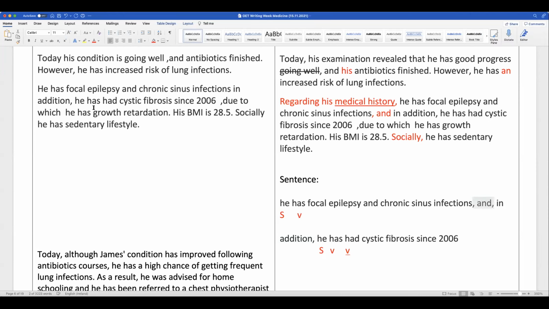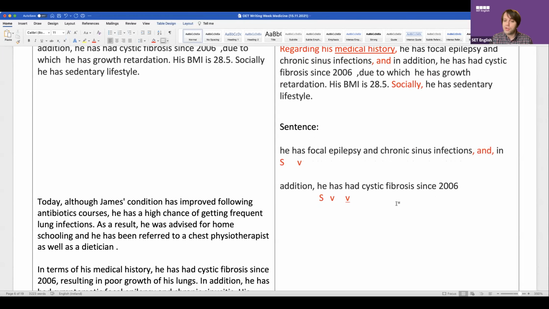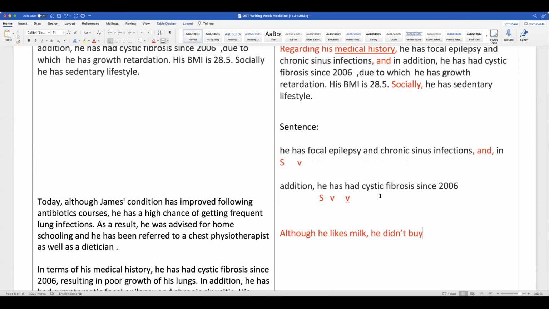Does that make sense, guys? All independent clauses should be joined by conjunctions. There's one exception to the rule, though. What about if I said this? Although he likes milk, he didn't buy any. Do I need a conjunction here? Do I need a conjunction here?